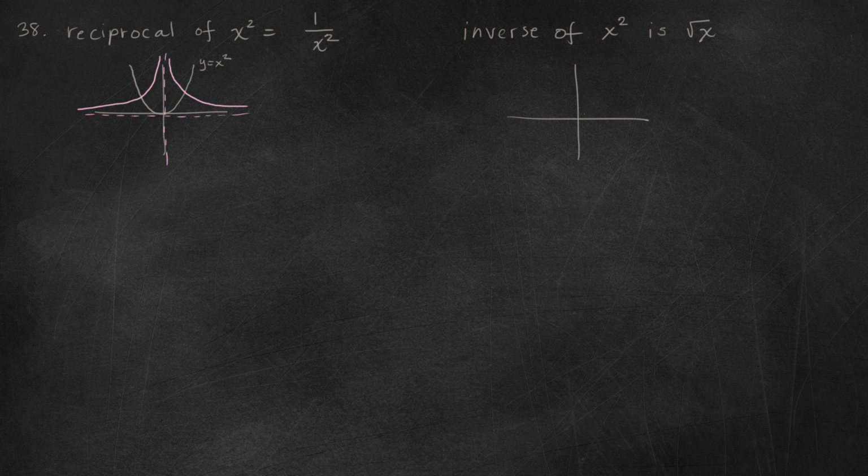So again, if we compare the graphs, we've got y equals x squared, and the graph of the square root of x looks like this. So we can see that the reciprocal and the inverse really don't look anything like one another. They're two very different concepts.